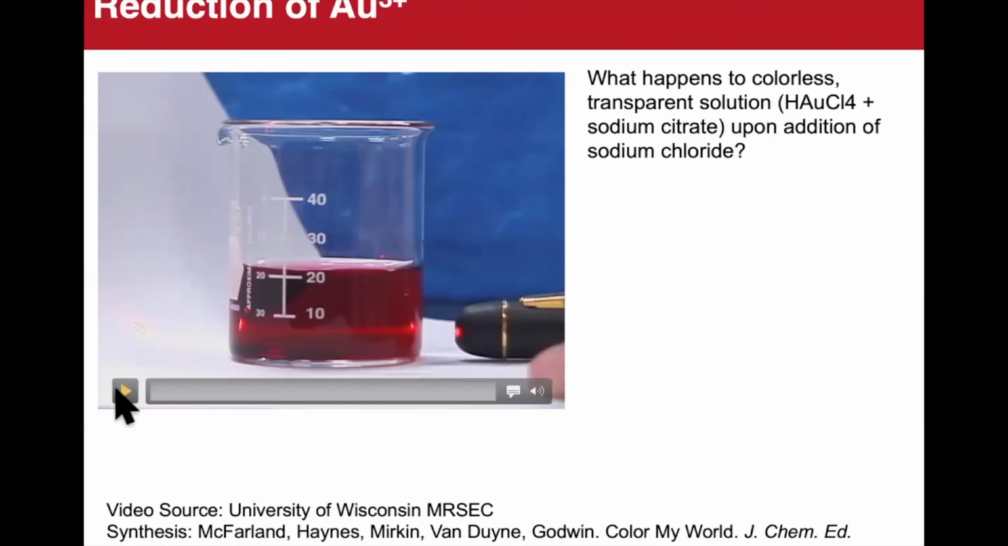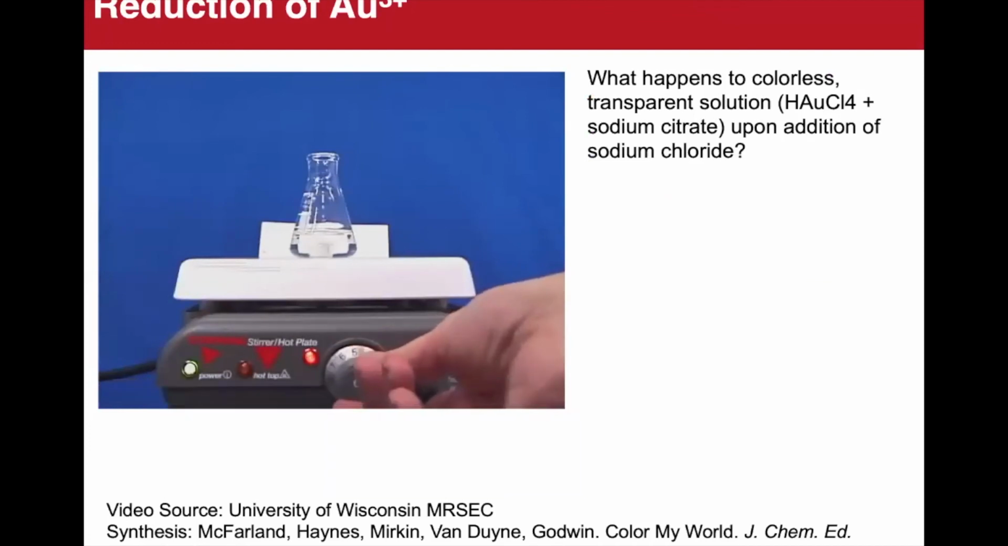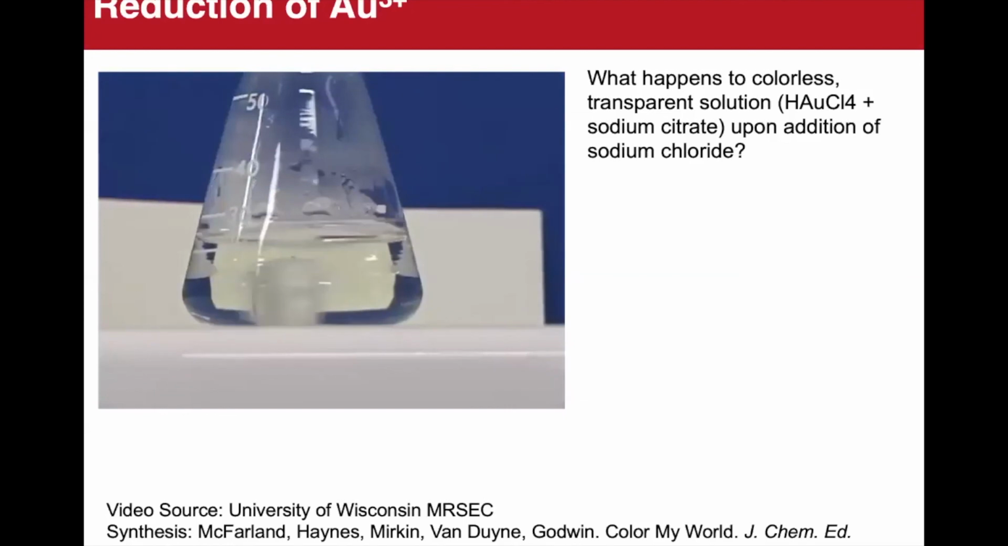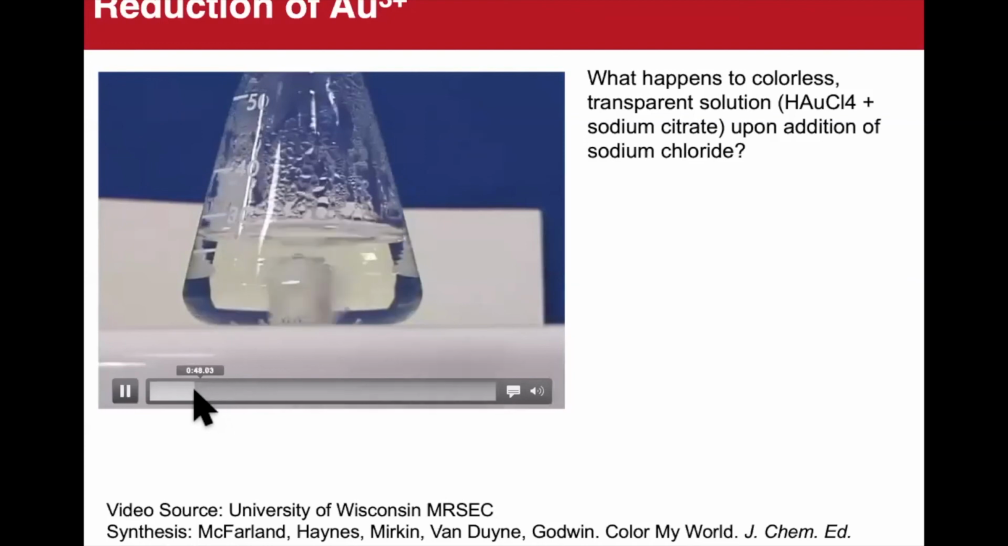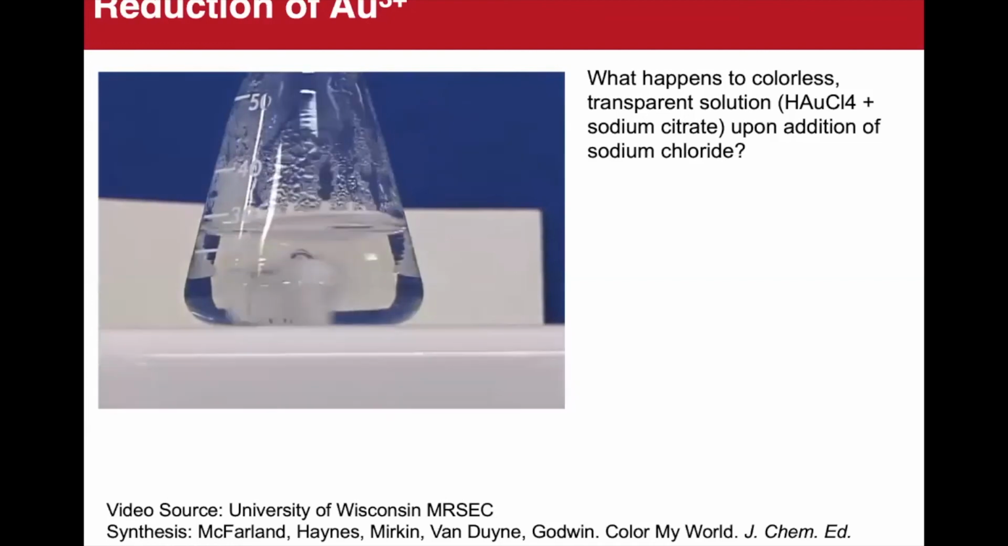So here we see a demo of a gold synthesis. And here the precursor solution is stirred. So this is chloroauric acid with sodium citrate. So that's stirred and heated. And then sodium chloride will be added.